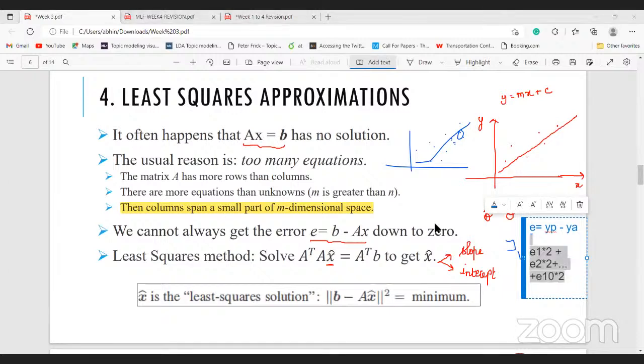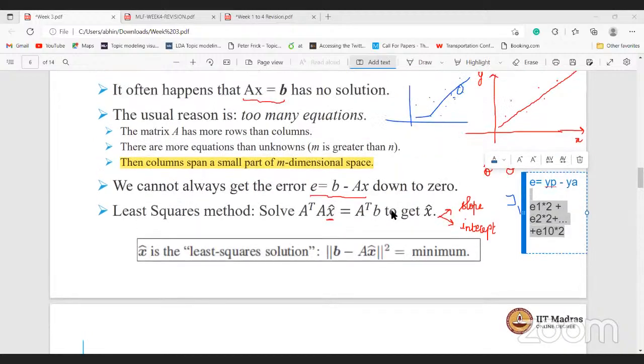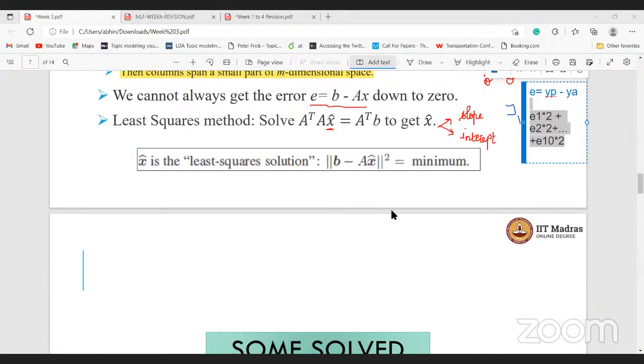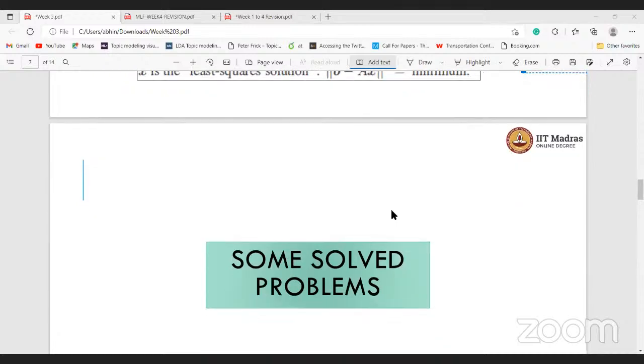Oh yeah, sorry, star 2, or raised to 2. In Python, when you program, you write double star 2. Star generally refers to multiplication, but double star means it is raised to 2. Yes, sir. Okay. So this is what we call the least square solution.